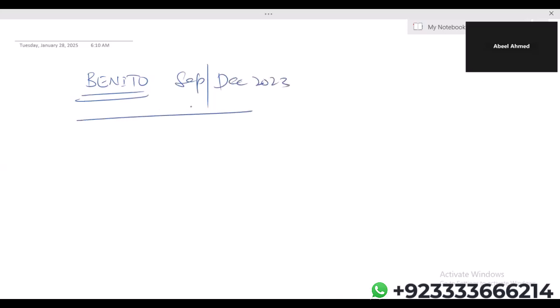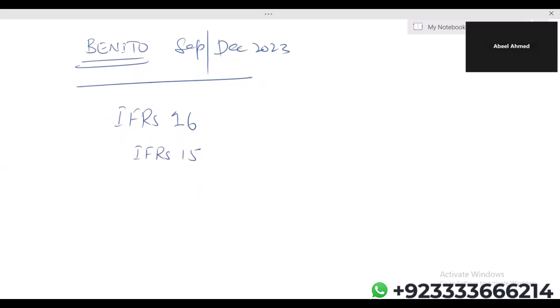It's a 25 marks question, and predominantly this question is on IFRS 16 Leases, with a little bit of flavor of IFRS 15, that is revenue from contracts with customers. And another very important topic which the examiner has asked in this question is ratio analysis, ratios.